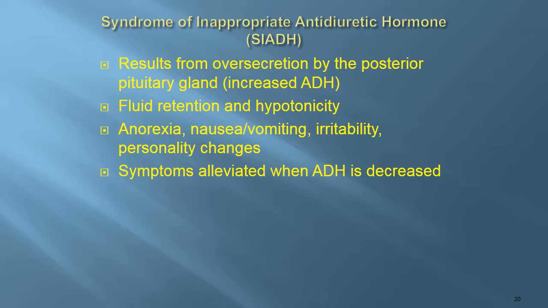Syndrome of inappropriate antidiuretic hormone, or SIADH, results from oversecretion by the posterior pituitary gland, which results in increased ADH. It leads to fluid retention and hypotonicity. Symptoms include anorexia, nausea and vomiting, irritability, and personality changes. Symptoms are alleviated when ADH is decreased.